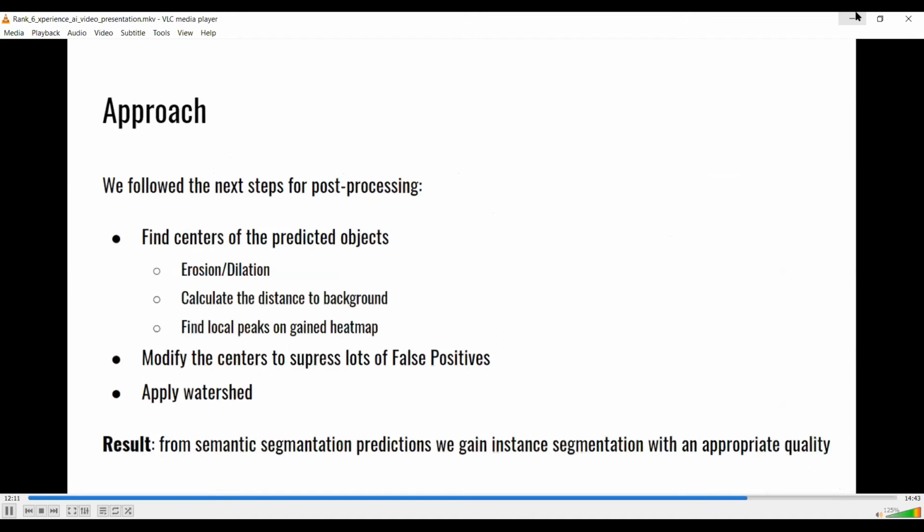So as markers, we actually regard centers of the predicted cells. To find centers, we first apply a number of morphological operations, such as erosion and dilation, in order to suppress the noise and create a distance between contiguous cells and make it easier for watershed to separate them. After that, we calculate the distance from every pixel with value 1 to the background with value 0. This gives us a heat map in which we find local peaks. These local peaks are treated as centers of cells.